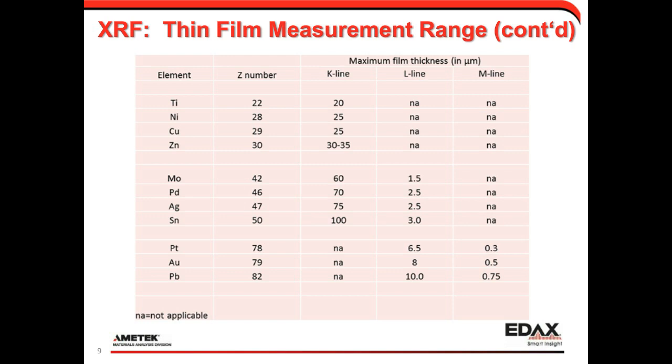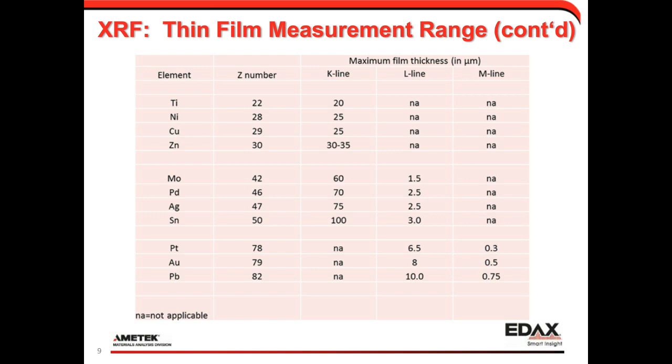Now, let me quickly cover the last few elements here. In the platinum to lead series, there are K lines that exist. It just happens to be beyond the detection range of the types of detectors that we use. So we focus on the L lines and the M lines. And you can get some rough idea of the kinds of thicknesses that you can measure.